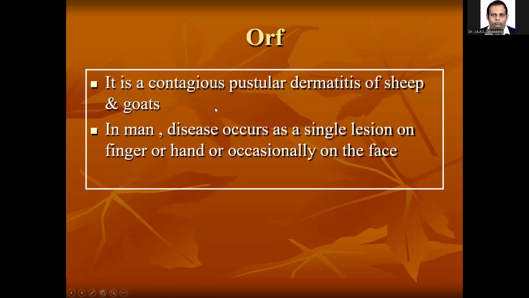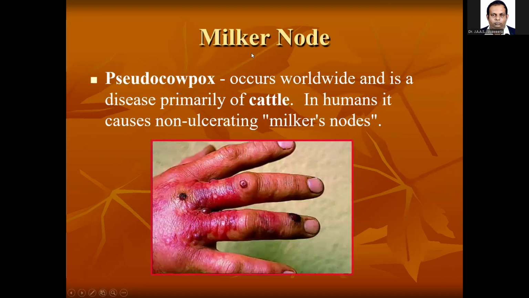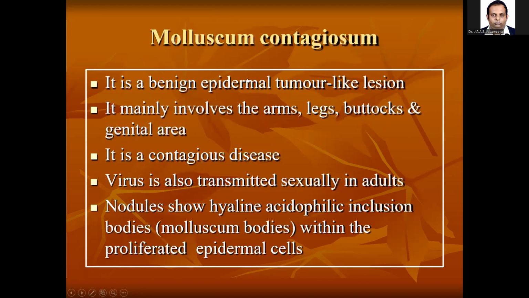Orf is a contagious pustular dermatitis of sheep and goats. In man, the disease occurs as a single lesion on a finger of the hand, occasionally on the face. It is a worldwide occupation-associated disease from handling sheep and goats. Another variety is pseudocowpox or milker's nodule. It occurs worldwide and is a disease primarily of cattle. In humans, it causes non-ulcerating milker's nodules.